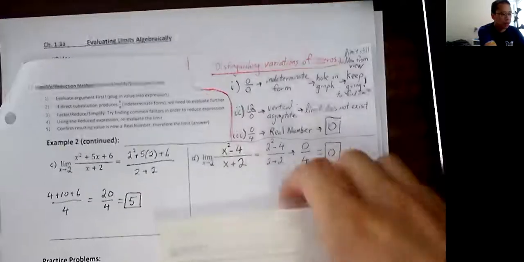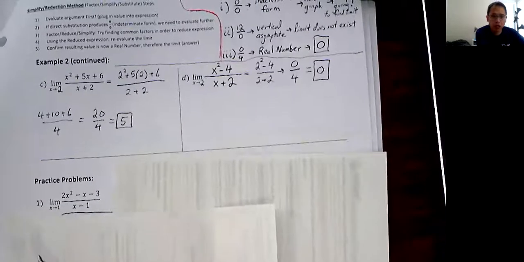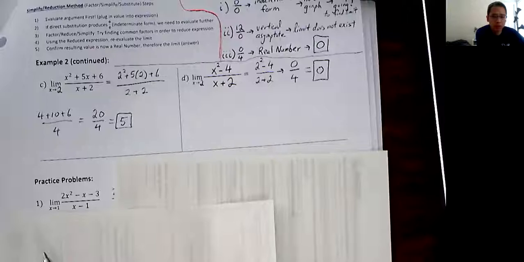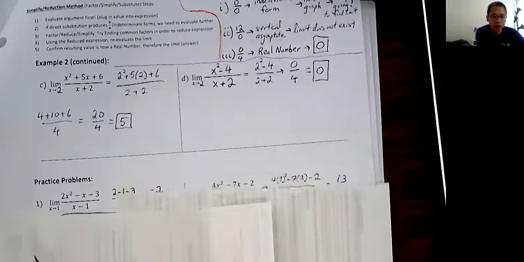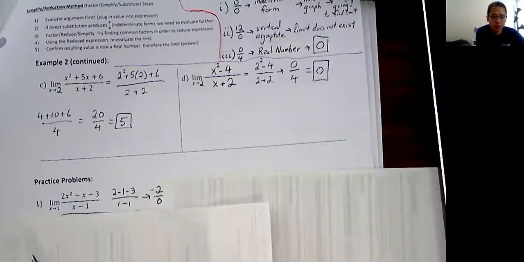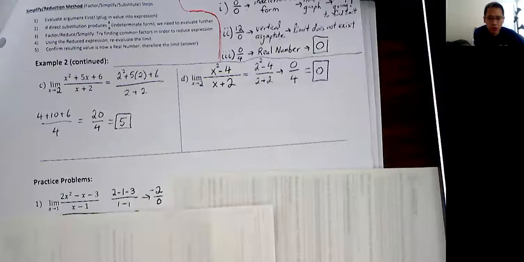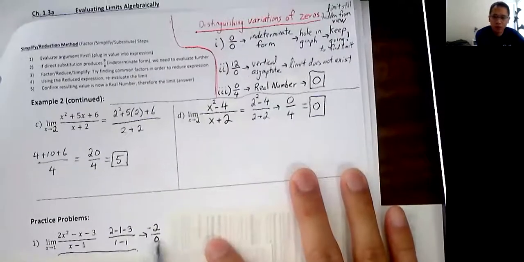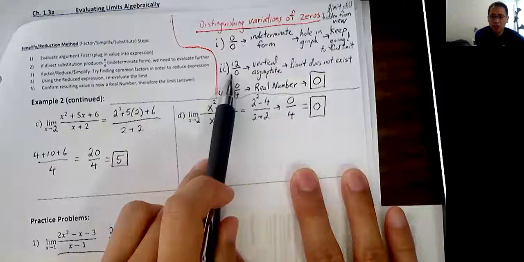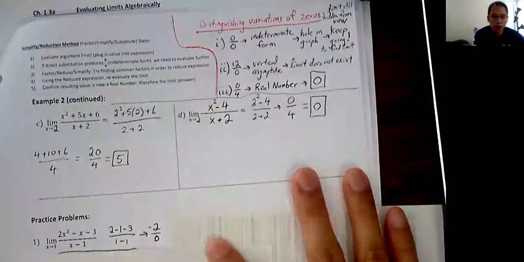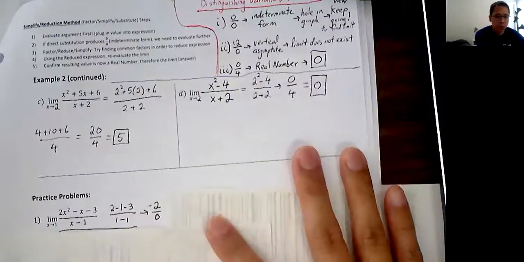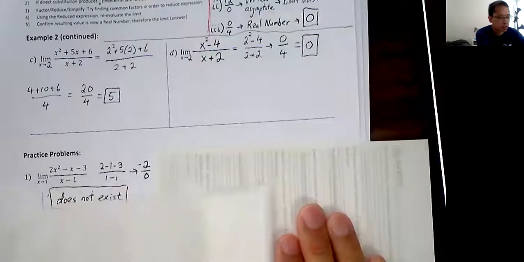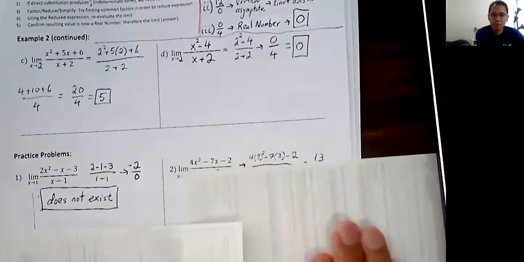All right, these are practice problems here. So number 1, 2x squared minus x minus 3. First thing we do is we plug in 1. So we get 2 minus 1 minus 3, negative 2 over 0. This indicates that we don't have to go any further. This matches up with the fact that there's a vertical asymptote at 1. So right then and there, we can stop the problem and say that the limit does not exist.